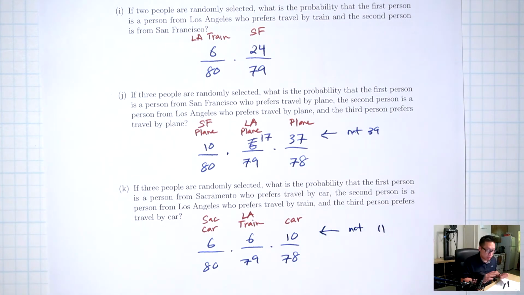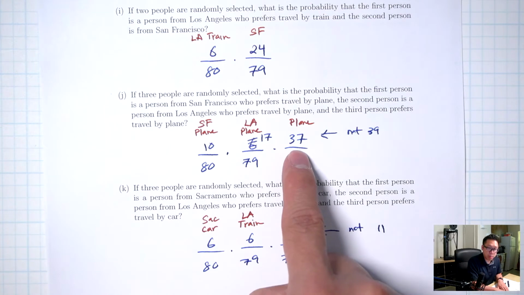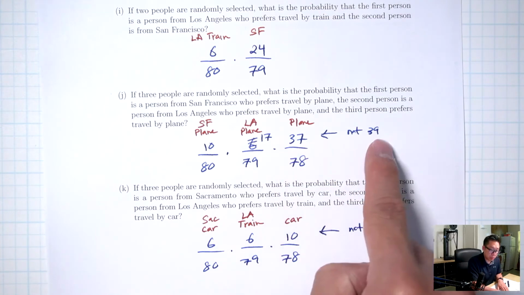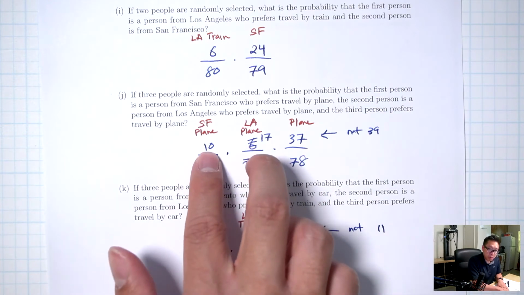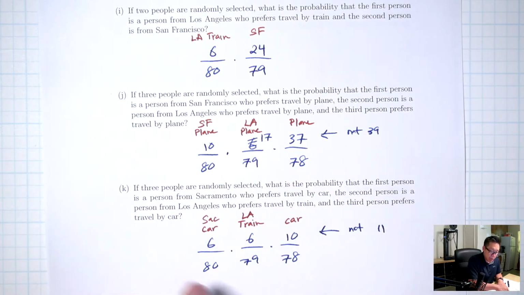And also make sure you understand why in part K, for the last slot, I reduced by 1, whereas for J, the last slot, I had to reduce by 2, from 39 to 37. In J, I used 2 planes already, which is why I reduced by 2. In K, I only used 1 car, which means I reduced by 1.